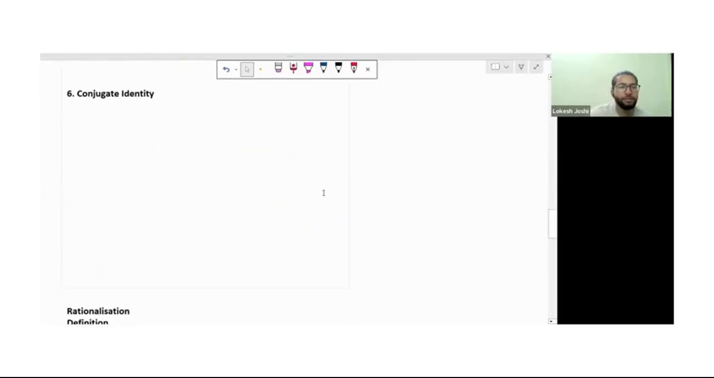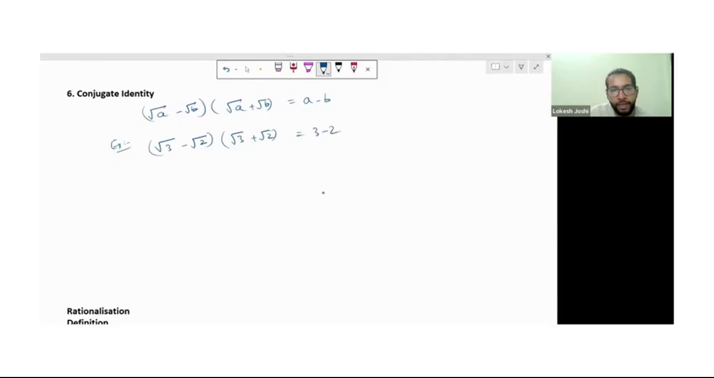Now the last one is the conjugate identity. Suppose I have square root a minus square root b, and we multiply it by square root a plus square root b. Then there is no need to solve this; we can directly write the answer as a minus b. For example, if I have square root 3 minus square root 2 and square root 3 plus square root 2, then we can directly write its answer as 3 minus 2, which is equal to 1. Okay, that's the conjugate identity.